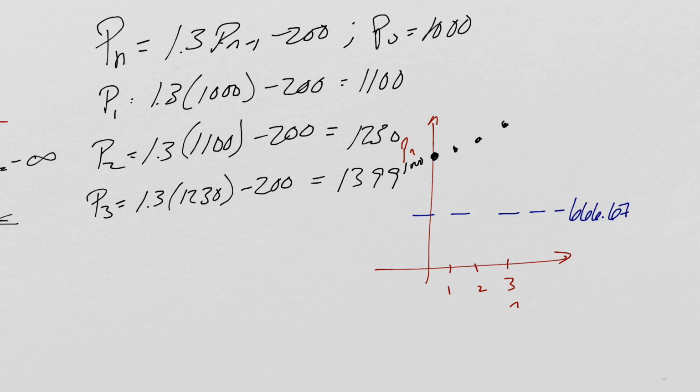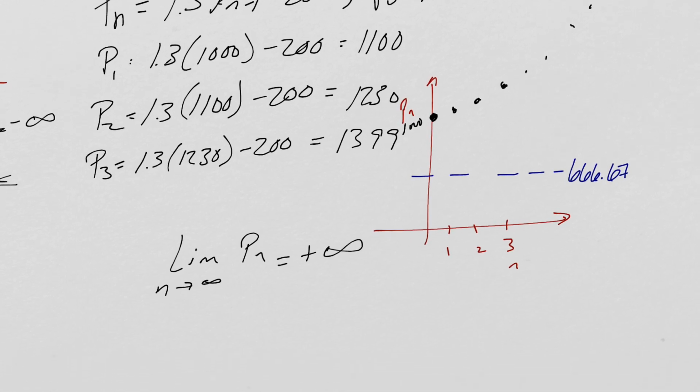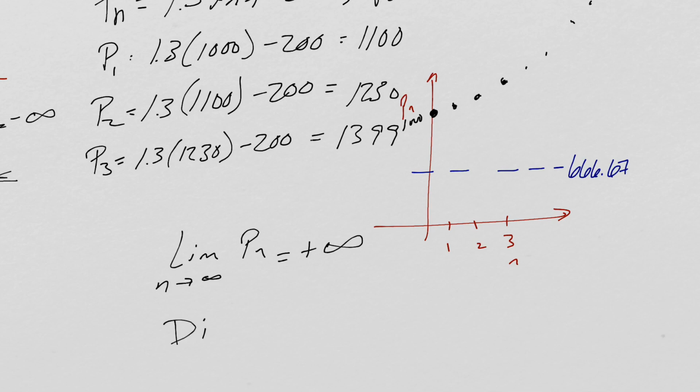You can see now every successive step I'm moving further away from my equilibrium, so that means I'm diverging, and I'm headed off towards infinity, right? As n increases, we would expect that these numbers would just continue to grow. And so if we're going to express this in limit notation, we would write the limit of P sub n as n approaches infinity is equal to positive infinity, and our long-term behavior is diverging.